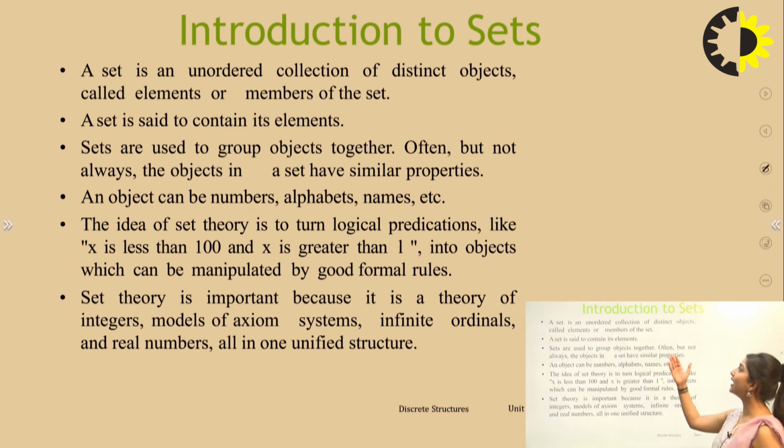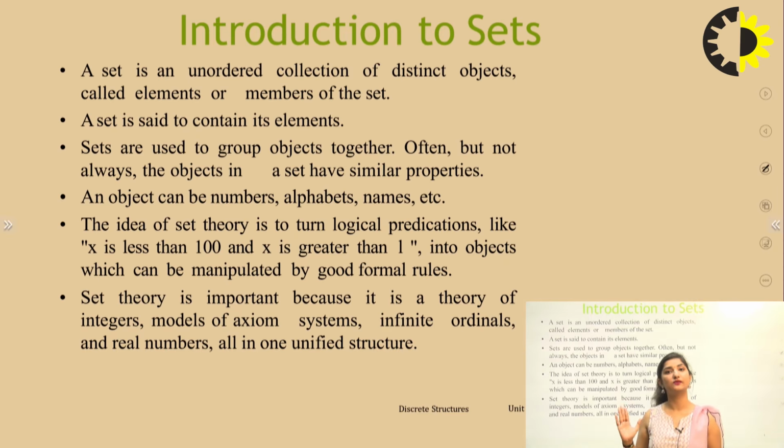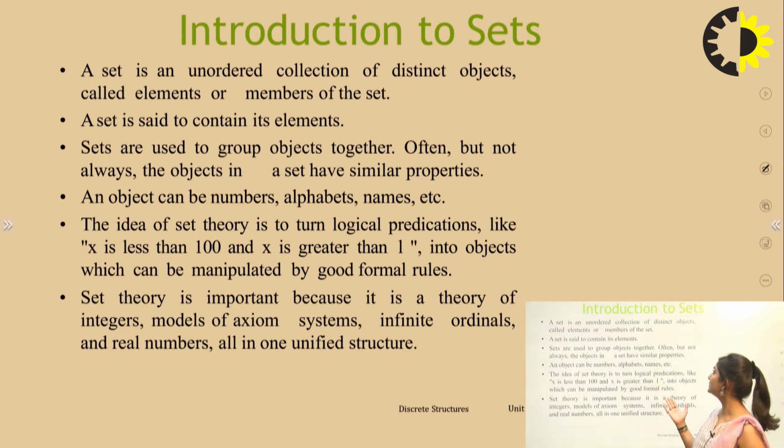So set is an unordered collection of distinct objects called elements or members of the set. Distinct object means every object exists in itself and is unique, and the collection can be unordered. It is just the raw data. A set is said to contain its elements. Sets are used to group objects together. Often, but not always, the objects in a set have similar properties.